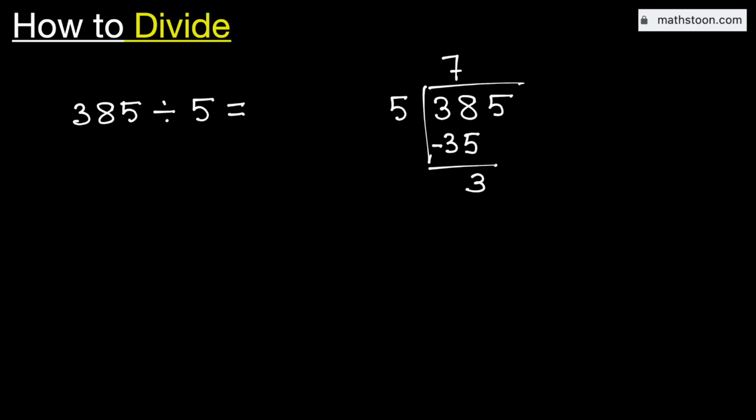Now see that this number 3 is less than 5. That is why we will bring down this number 5 here. And from the multiplication table of 5, we know that 5 times 7 is 35. Subtract, we get 0. As we have no number to bring down here and got the number 0, so we will stop. Therefore, 385 divided by 5 is equal to 77. And this is our final answer.